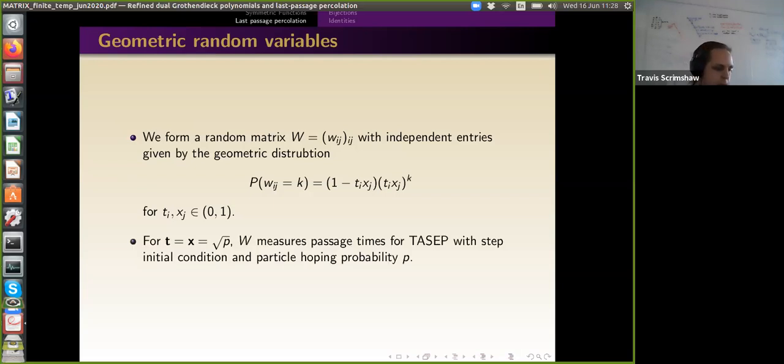And where these are coming from, you can think of it as being a refinement of the passage time coming from the totally asymmetric simple exclusion process, which I'm sure everyone here knows as TASEP, starting with the step initial condition and having the particles hop with probability p.